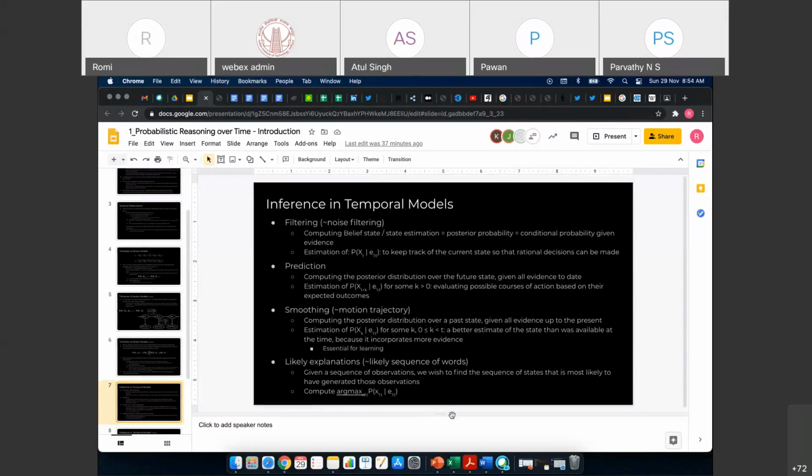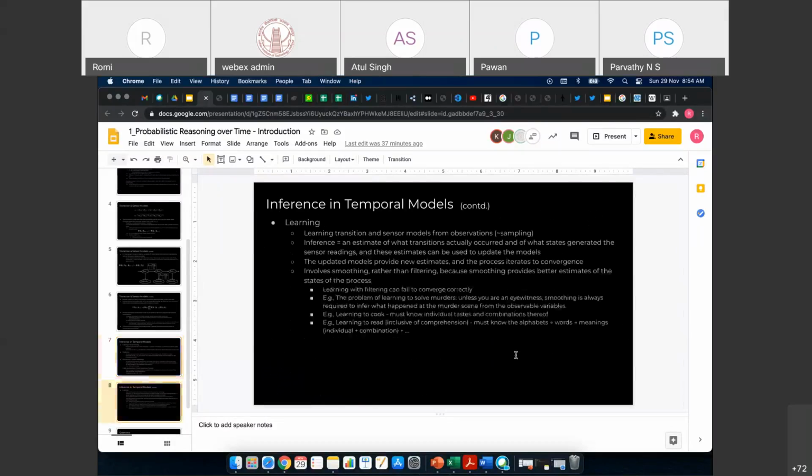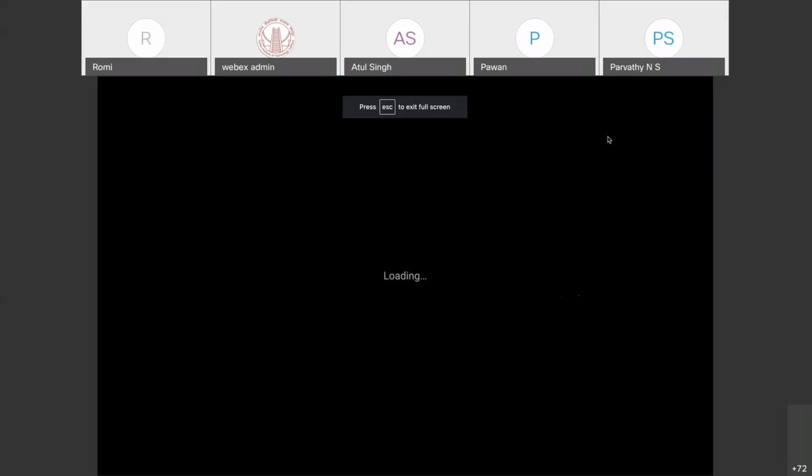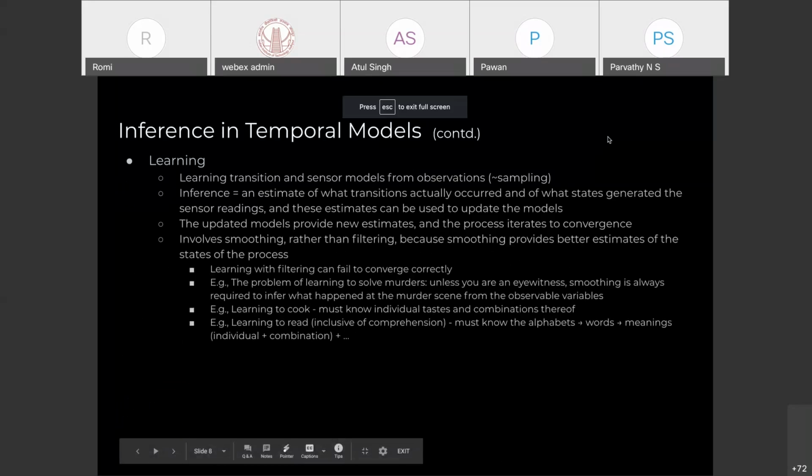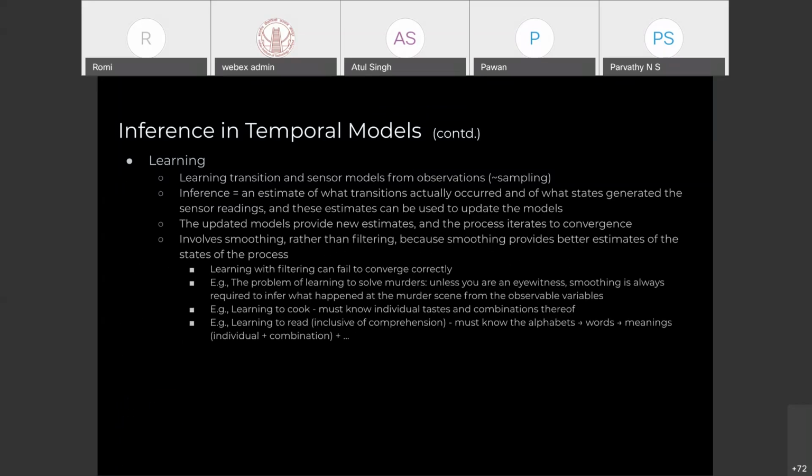Okay. So now, once you have all of this happening, filtering, prediction, smoothing, likely explanations, we all want our agents to be learning everything. We just don't want them to make predictions and stop there. We want them to improve. We want them to learn new things as well.